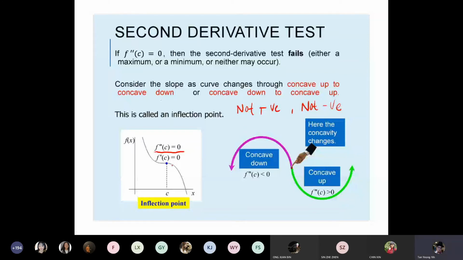Now usually when we get this point, the slope, one will be positive and one negative. The slope changes. At this point, the first derivative is 0.